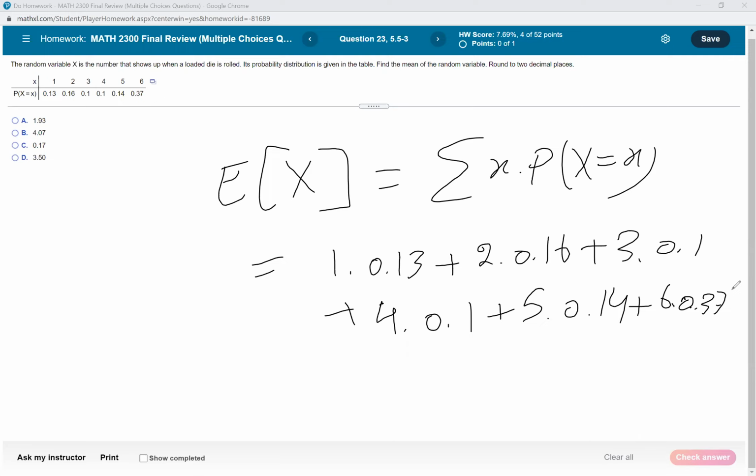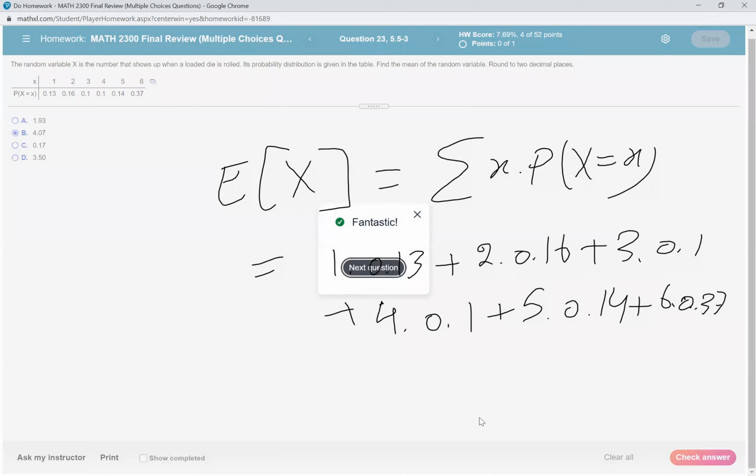So 0.13 plus, and so on, plus 6 times 0.37. Yes, 4.07. So the expected value is 4.07. Yes, this is the correct answer.